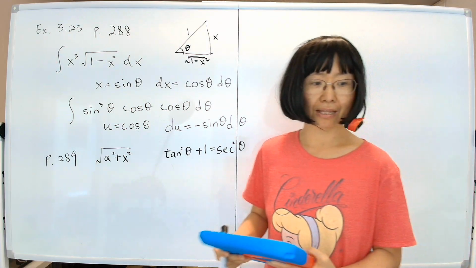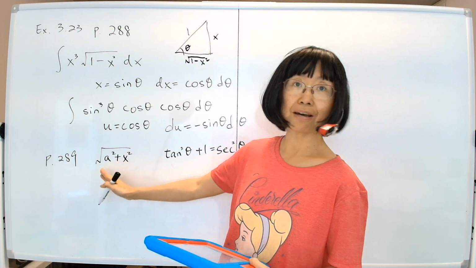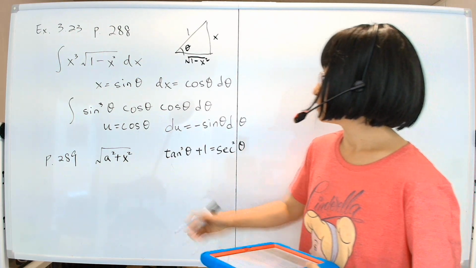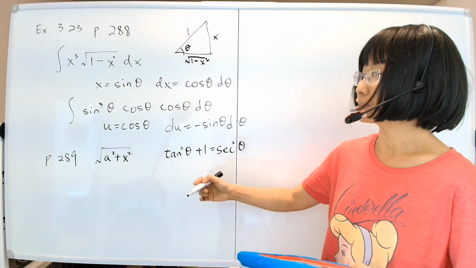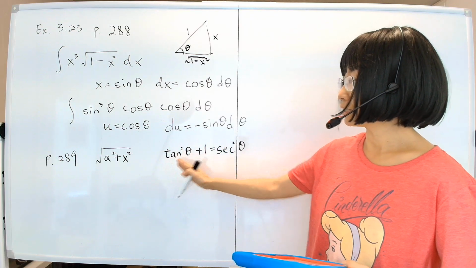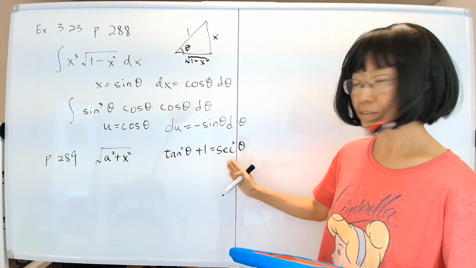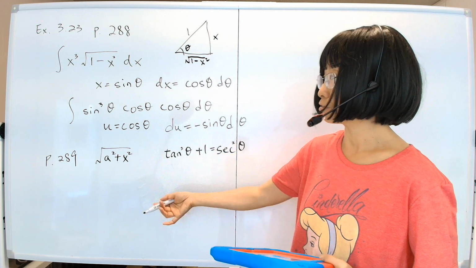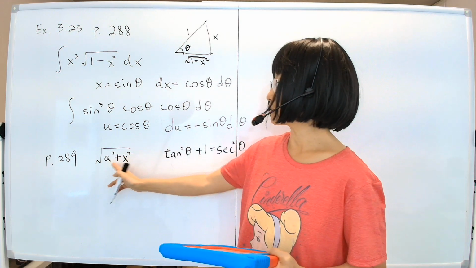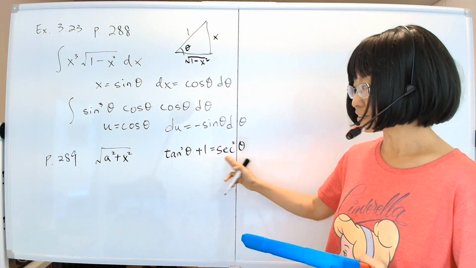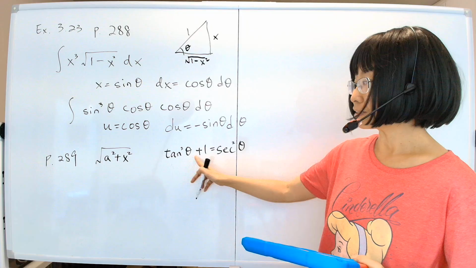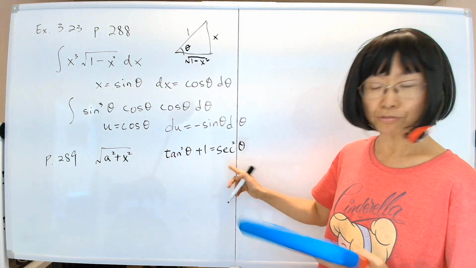Next, let's look at the situation where you have a squared plus x squared under the square root. How will we do that? We're going to pull a similar trick. What we're going to do is turn it into a perfect square using a trigonometric identity, so that we can take the square root easily. But being that this is a plus, we're going to use the trigonometric identity that involves the plus, which is tangent squared theta plus 1 equal to secant squared.